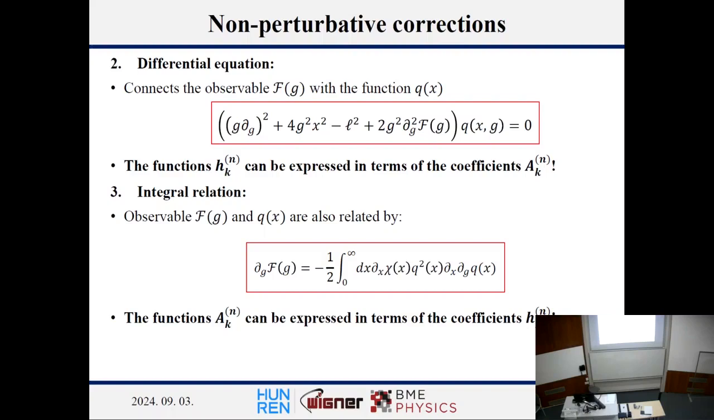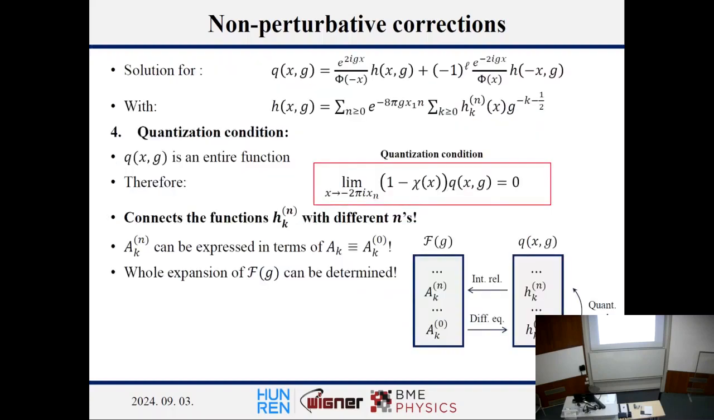What I said previously is that Korchemsky and Belitsky determined the perturbative terms. They used basically these equations, but to get the whole trans-series you need the last condition, which we call the quantization conditions. This is just based on the analytic properties of the symbol that I mentioned previously. If you consider this combination, you multiply your function with your symbol, 1 minus the symbol, and take the limits where this should disappear, this will give you a relation between different levels of exponential corrections.